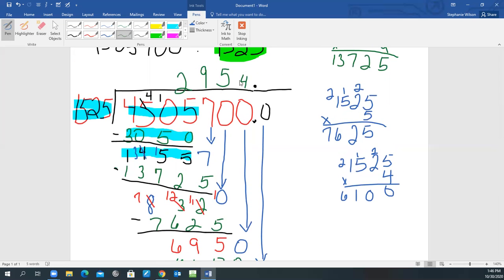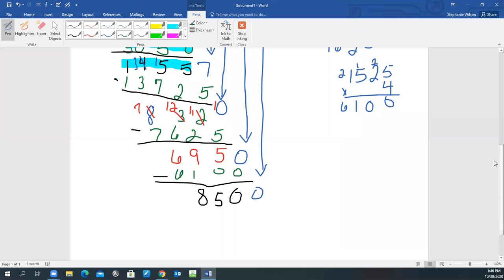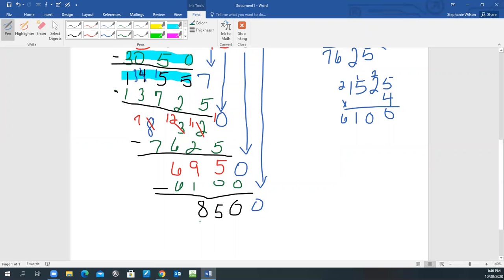We're going to put the 5 up here, and we're going to say 5 times that 1525. We're going to bring it down, which we already know because we did it a while ago. So we got 76.25. Subtract.